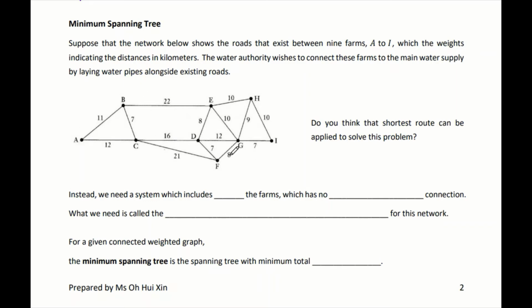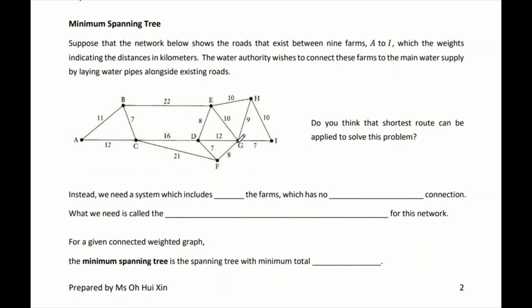But you can imagine that that's not going to be very efficient and not very cost effective as well. Because eventually, if let's say you are going to lay water pipes on every one of these edges, then it's going to give you the maximum cost, or the maximum distance of the water pipe that you actually need, right?